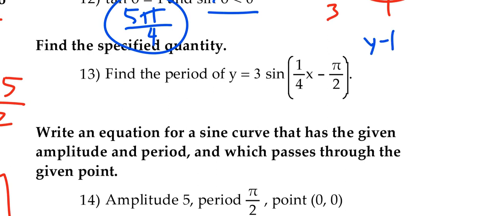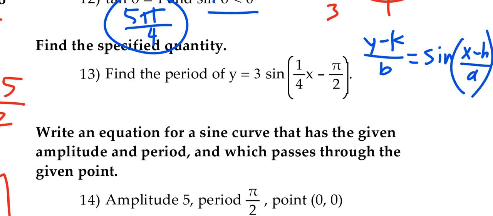Okay, y minus k over b equals the sine of x minus h all over a. I'm really running out of room. Okay. All right, so what is y divided by? 3. Okay, so that wasn't too hard.